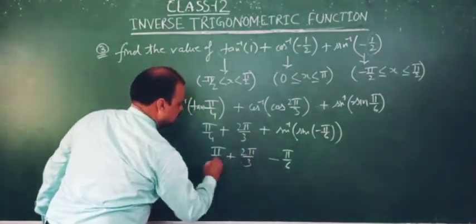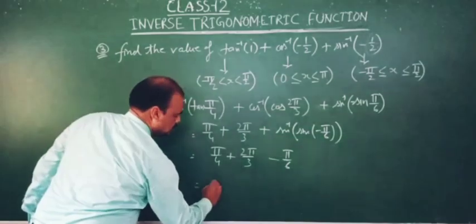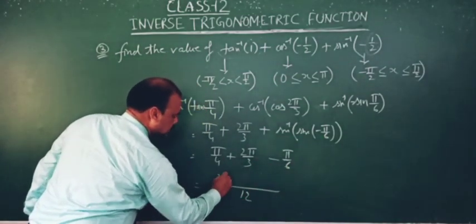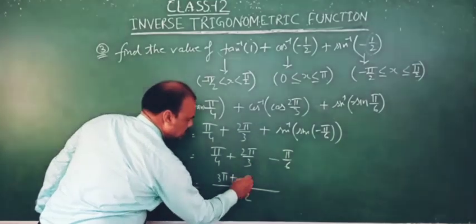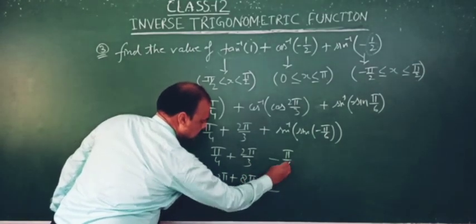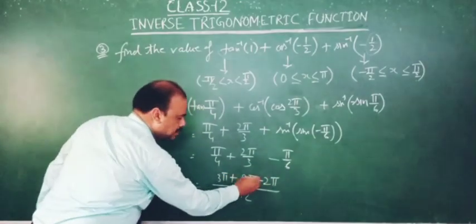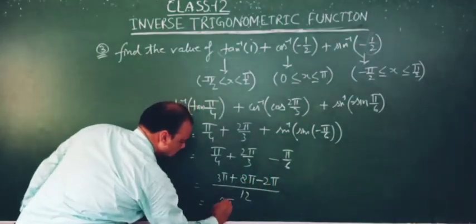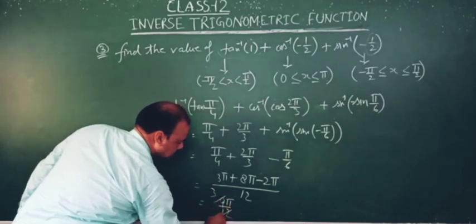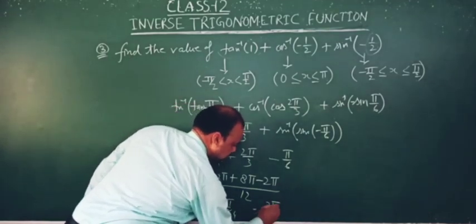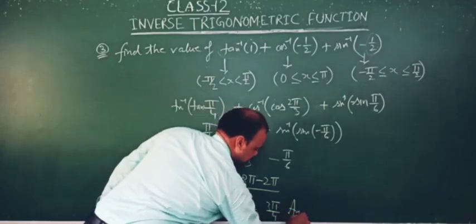Pi by 4 plus 2 pi by 3 minus pi by 6. LCM is 12. 4 3s are 12, so 3 pi, plus 3 4s are 12, so 8 pi, minus 6 2s are 12, so 2 pi. 3 plus 8 is 11 pi minus 2 pi, it means 9 pi by 12. 3 3s are 9, 3 4s are 12. Then the final answer will be 3 pi by 4.